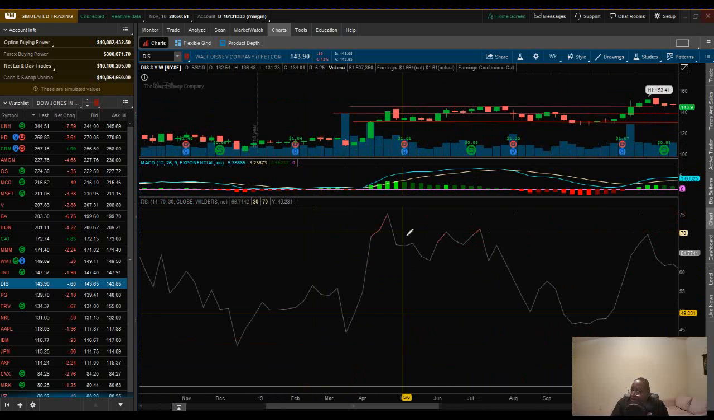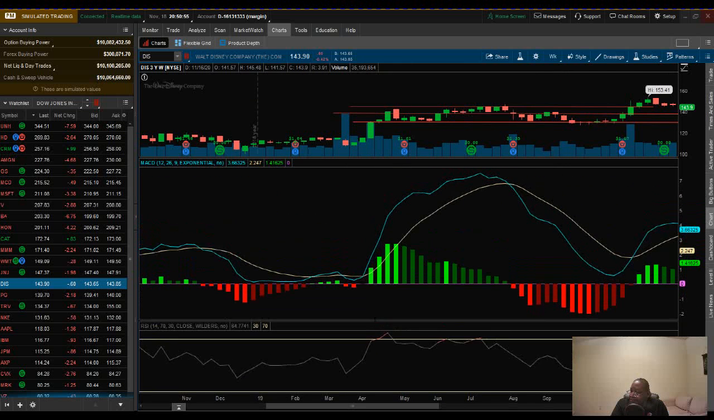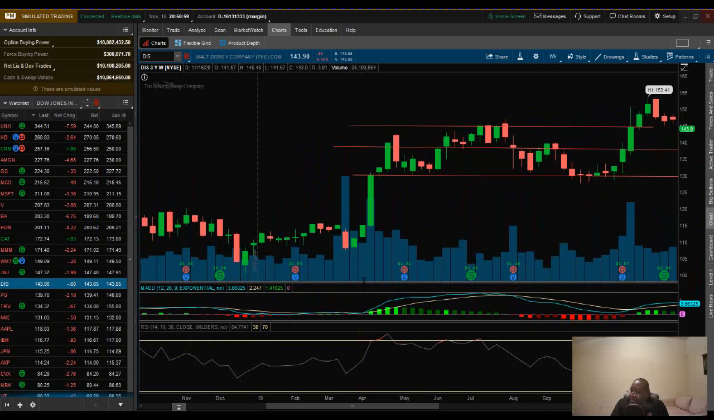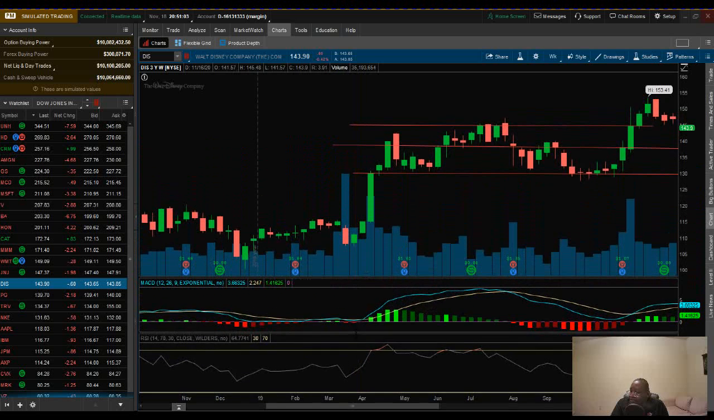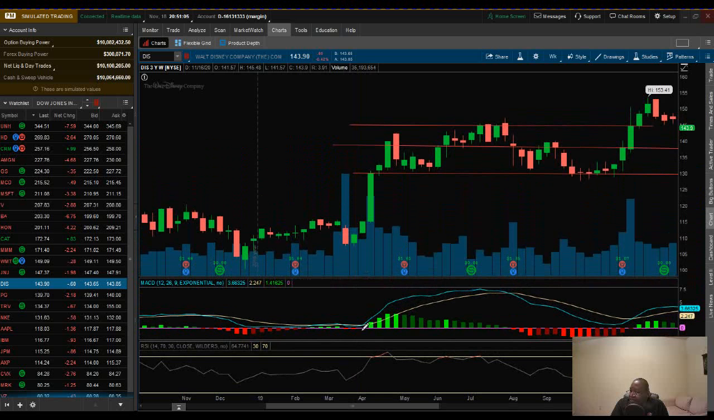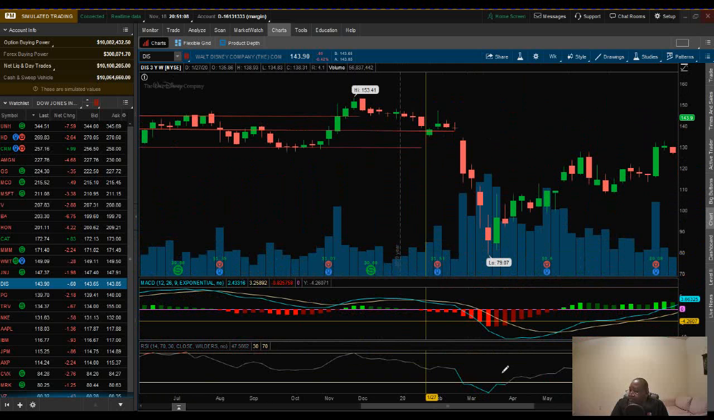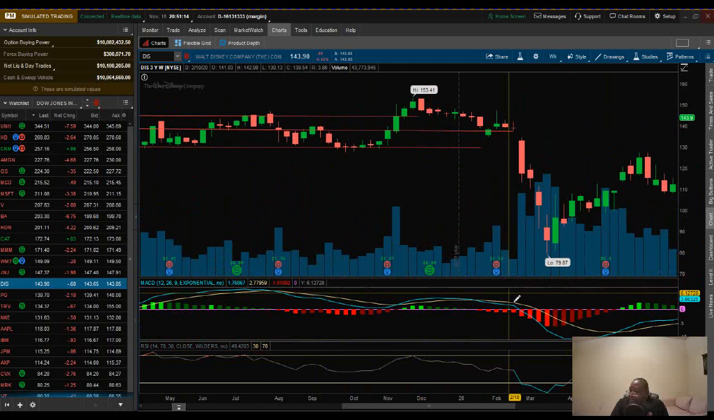And we can go through a few. Let me bring this back down here, so we can take a better look at the chart. So as you can see, it pretty much follows each other.